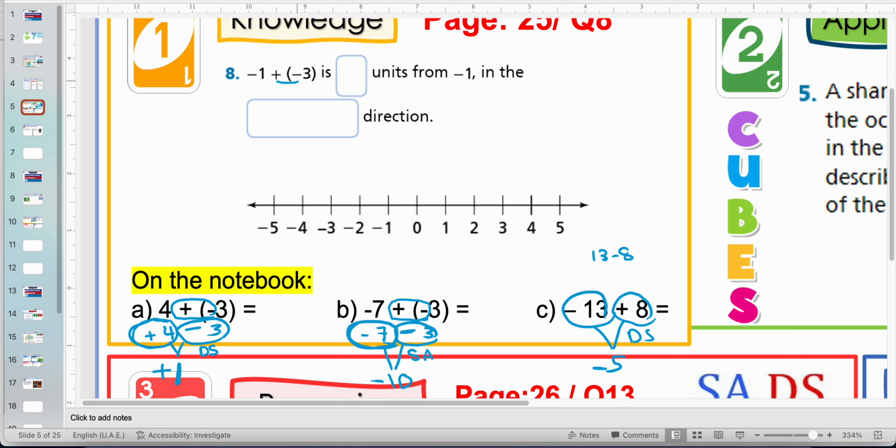What about this one? Negative 1 and positive 3. Combine these two signs, it's gonna be negative 1, negative 3. Same sign, add them. So it's gonna be 4, but negative. So they're saying that negative 1 plus negative 3 is how many units from negative 1? It's 3 units. It's going to be in which direction? In the left direction. If you want to do the number line, you start from 0, go to negative 1, and then since you add 3 that is negative, you add 3 units to the left because it's negative. 1, 2, 3. It will stop at negative 4, which is correct.